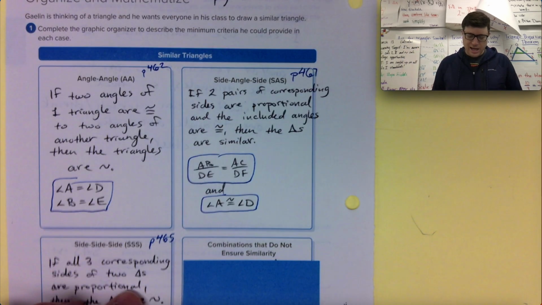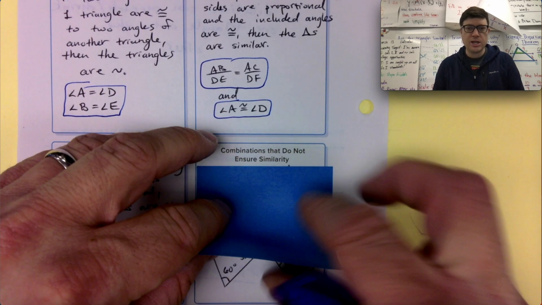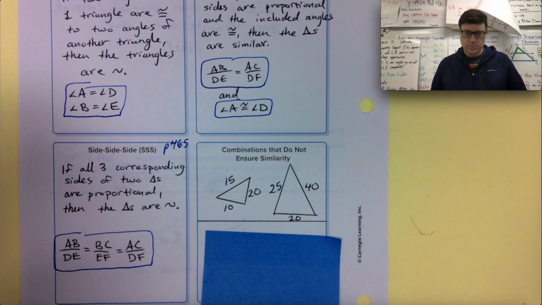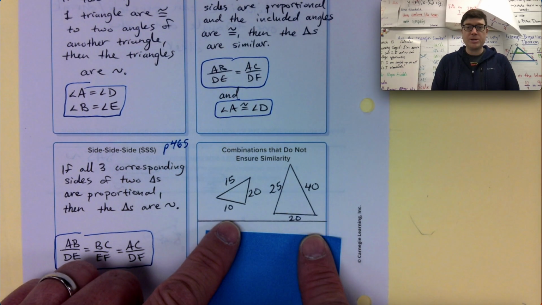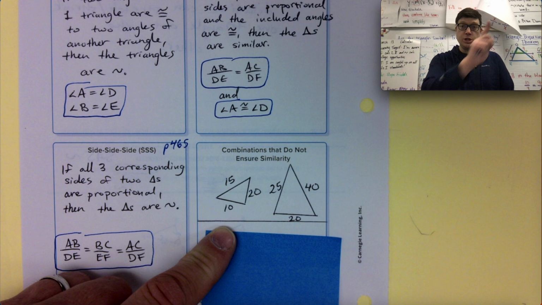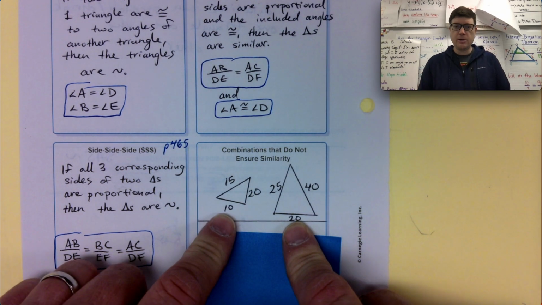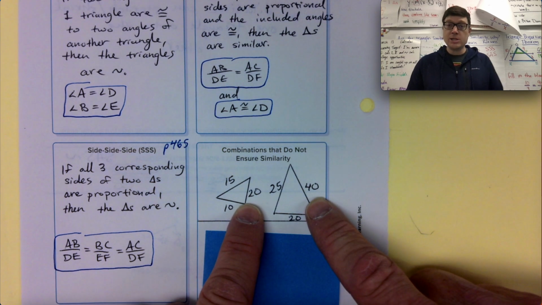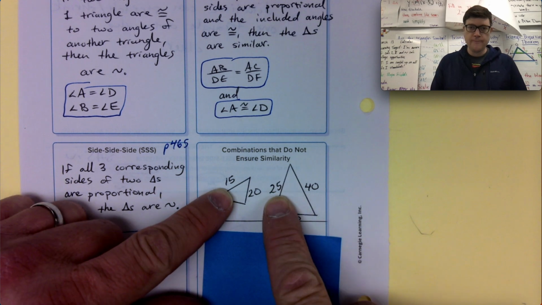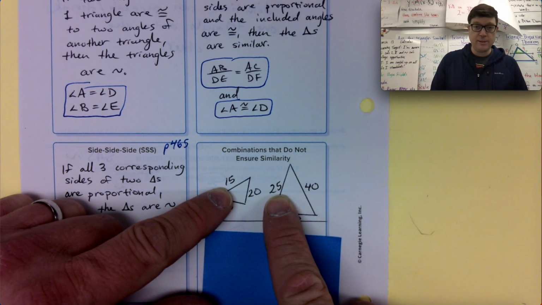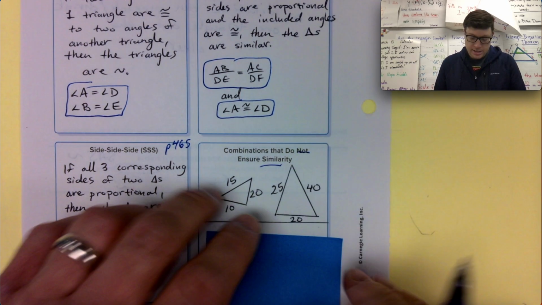The last box is kind of my favorite, because it's one that's not so direct. It's the creative side of things. What if you have all three sides, and you can start comparing all three sides? If I do this fraction, like 20 divided by 10 is 2. Sounds pretty reasonable. 40 divided by 20 is also 2. That's good progress. You have to check the third. You have to check that 25 divided by 15 is also 2, and it's not. So these are not similar.